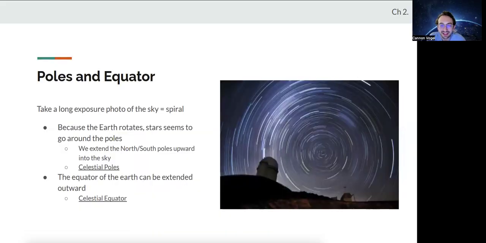We call that extension of the North and South Pole the celestial poles. We can also imagine extending the equator out sideways, and that's the celestial equator.